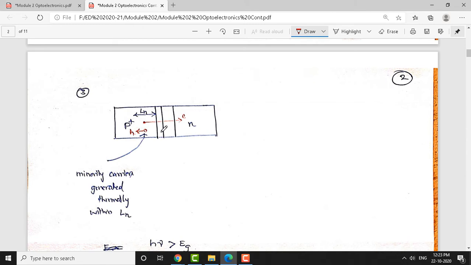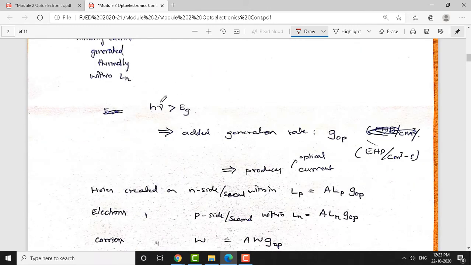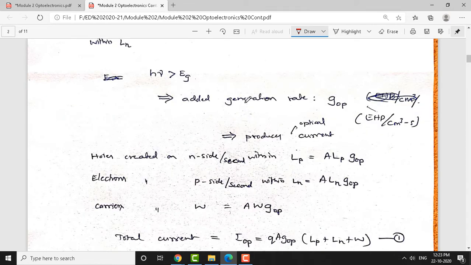It is a drift which makes the charge carriers, electrons particularly, push into the N region, and holes get pushed into the P region here. This is what happens in all three segments here, and here the energy of photons should be applied such that it should be greater than the band gap energy Eg. So, this adds the generation rate which is GOP.